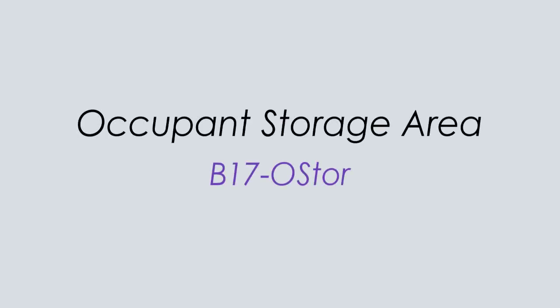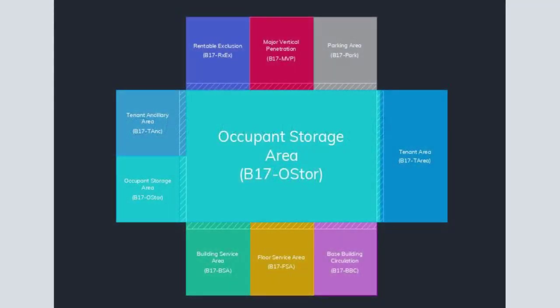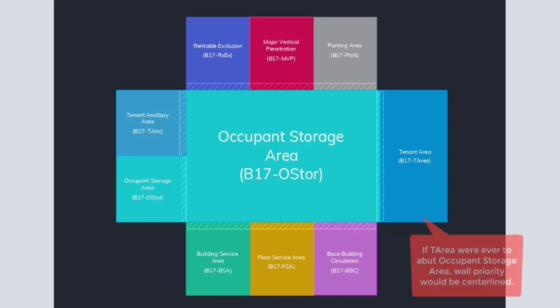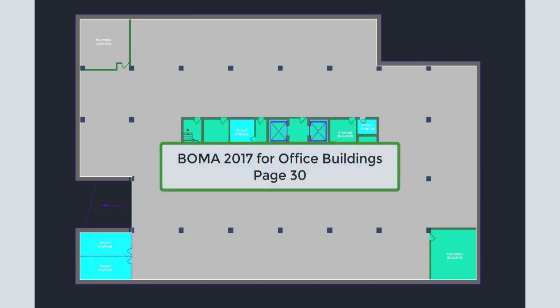Last up, we have occupant storage area, B17-O store. Occupant storage areas are similar to tenant area in that they do not take wall priority against any other areas. This space classification is almost exclusively reserved for tenant storage rooms or cages that occur on a level without tenant area, such as a parking or basement level. More information on occupant storage areas can be found in BOMA 2017 for office buildings, page 30.